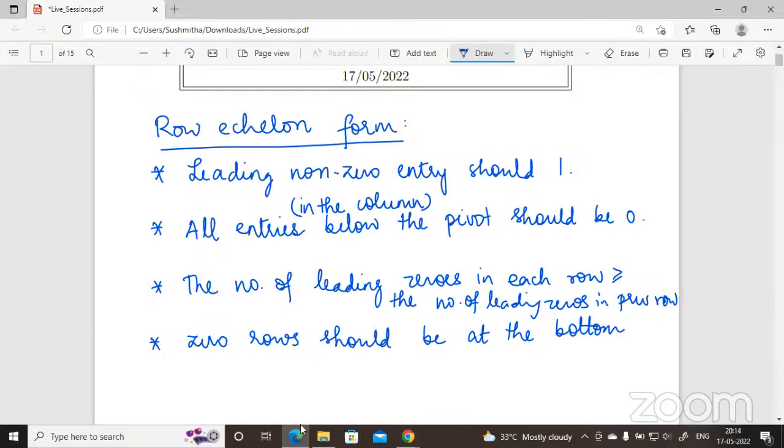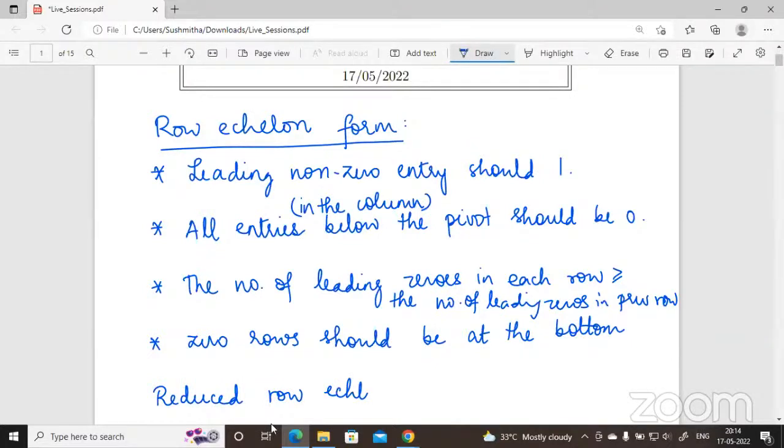So if all this is satisfied, the matrix is said to be in row echelon form. Ma'am, please give me an example, one of row echelon form and one of reduced row echelon form. Sure, I will give an example and explain.